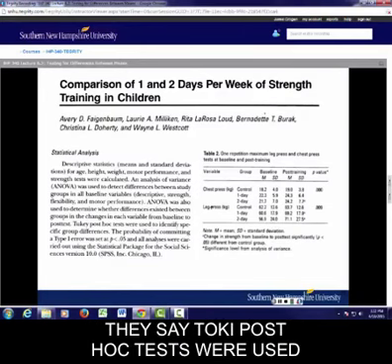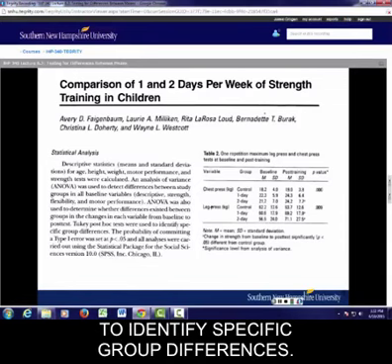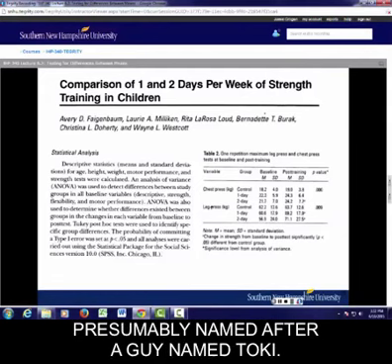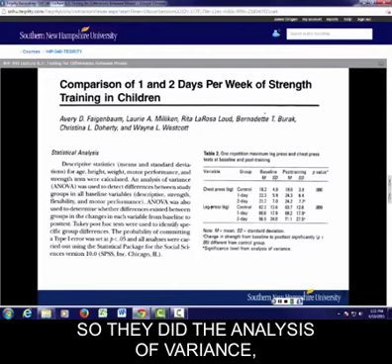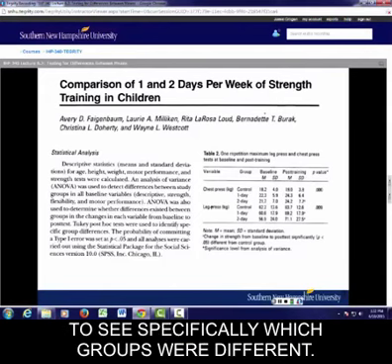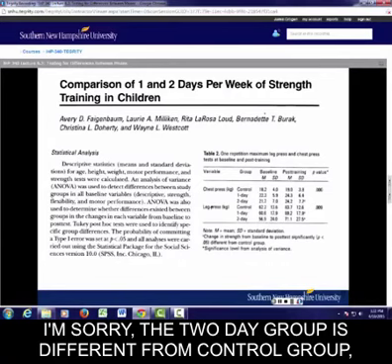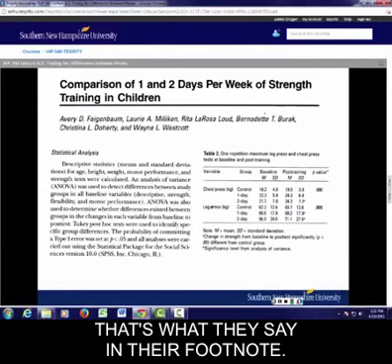They say Tukey post hoc tests were used to identify specific group differences. So Tukey is a type of post hoc test, presumably named after a guy named Tukey. So they did the analysis of variance, and then they did post hoc tests to see specifically which groups were different. And for the chest press, the 2 day group was different from all the others. I'm sorry, the 2 day group was different from control group. That's what they say in their footnote.